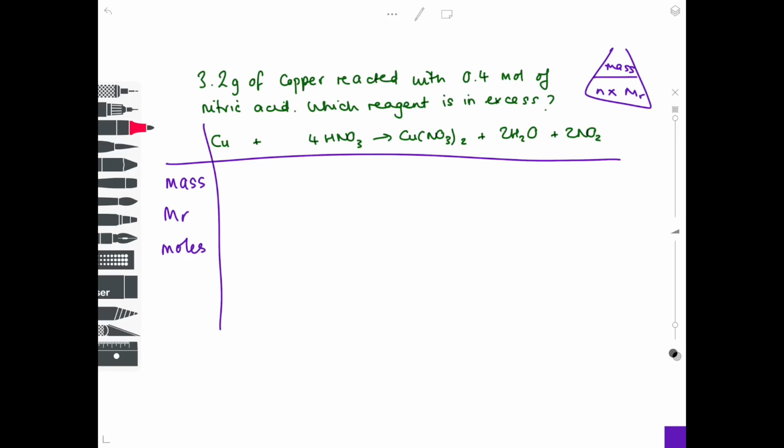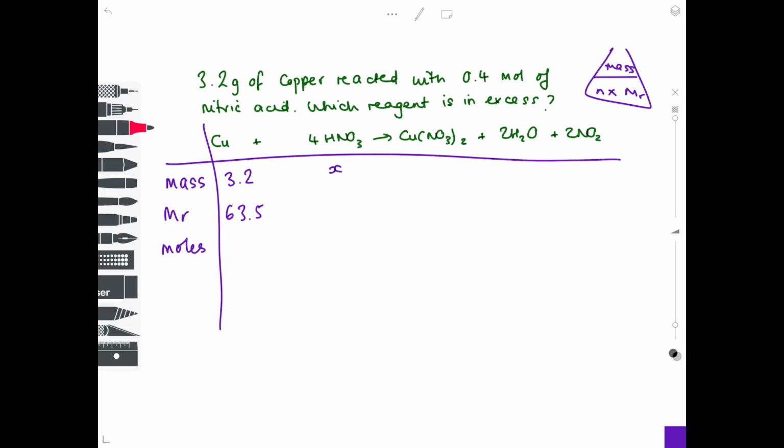So we know that 3.2 grams of copper reacted. And weirdly, we're going to put X here because that is important, and I'll say why soon. So first of all, what is the MR of copper? Using your periodic table, you see it's 63.5. So using your formula triangle, how do you work out the number of moles?